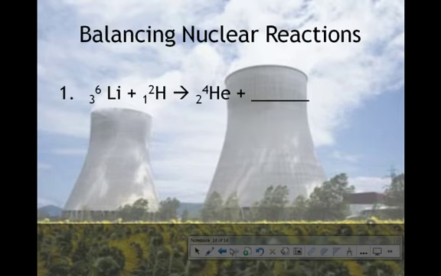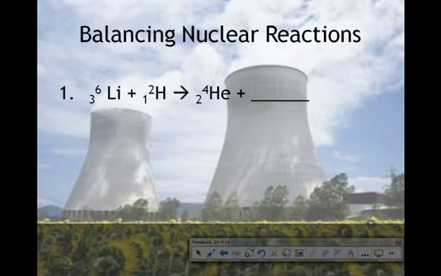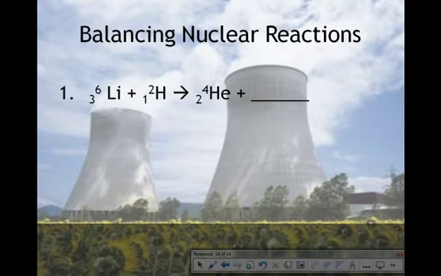Let's look at balancing nuclear reactions. This is the part that I mentioned was going to be super easy, and it is. So let's see how this works. Basically, we're going to make sure that the top numbers all add up to the same on both sides. So if we take 6 plus 2, which is 8, then on the other side we need to add up to 8. I already have 4, so I need 4 more. Now let's look at the bottoms. I have 3 plus 1 is 4, and on the other side I need to add up to 4. I already have 2, so I need another 2 here.